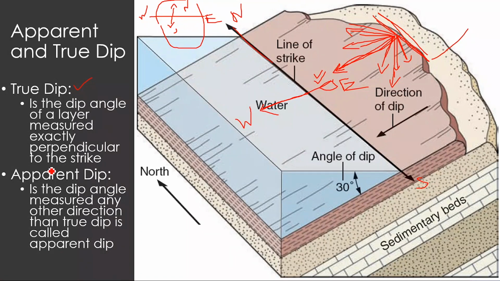Any dip other than the true dip, we call an apparent dip. Apparent dip is the dip angle measured in any direction other than the true dip.